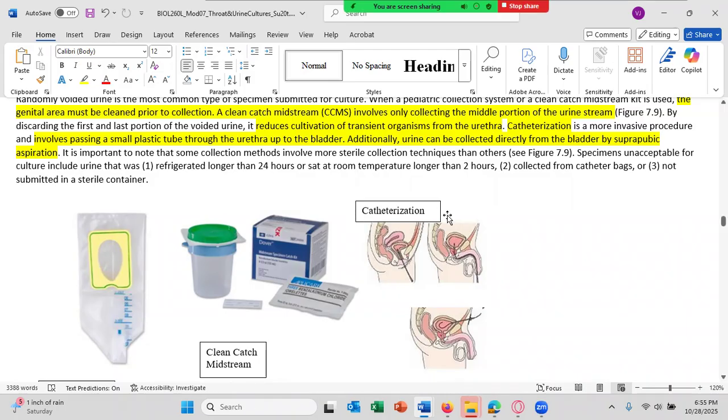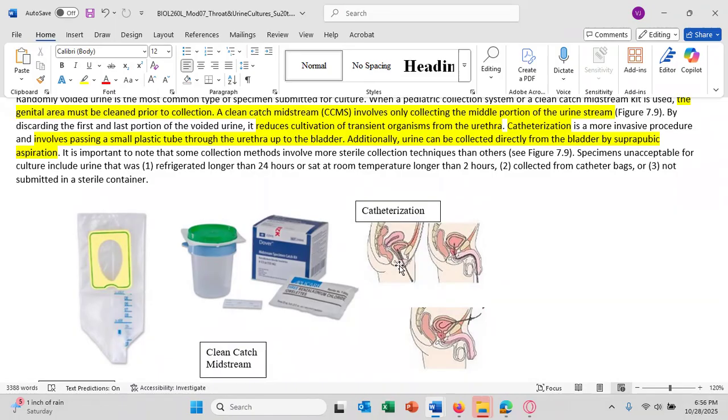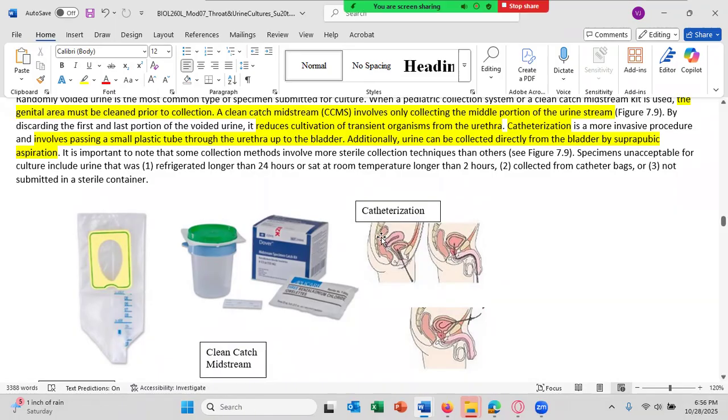Any question about that? And if you don't know, the urethra already is colonized by microbes. So there's a normal microbiota on the urethra. And if you're collecting in this fashion, you will pick them up. There's no way to avoid it in the clean catch midstream, but you can reduce their number.